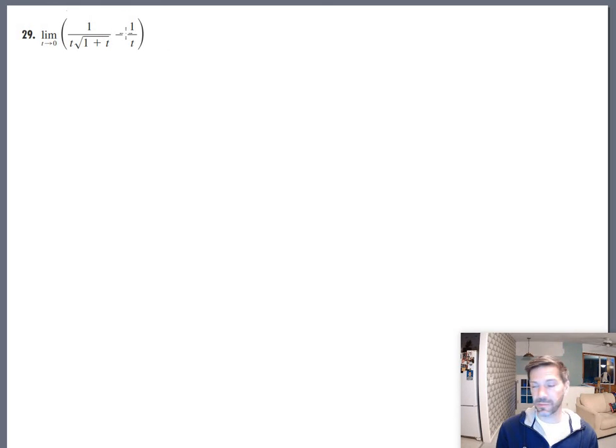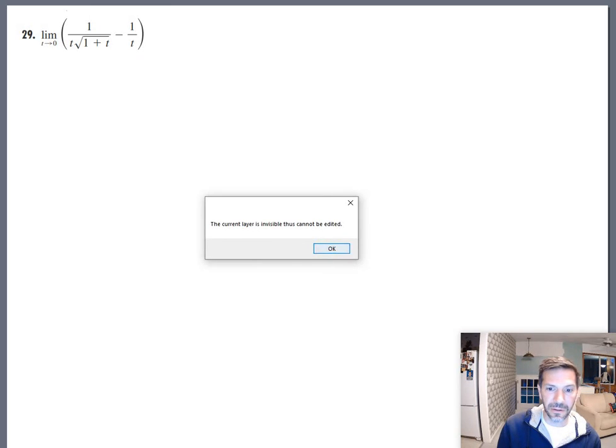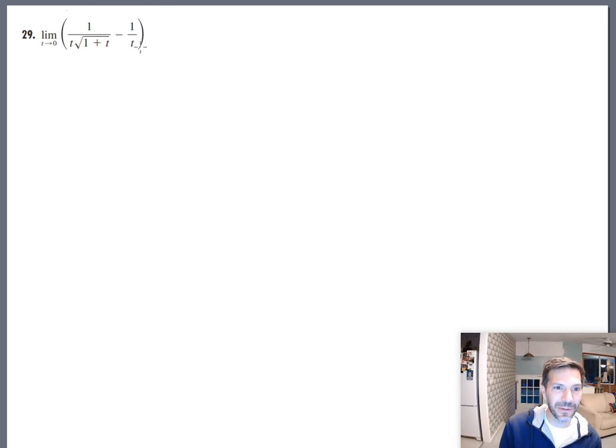You have two fractions subtracted, which immediately makes me think about common denominator. So that's going to be the first step. Both denominators already have a factor of t, so if you get another factor in here of 1 plus t under the square root, multiply that on the top and bottom of the second fraction, we will have a common denominator.